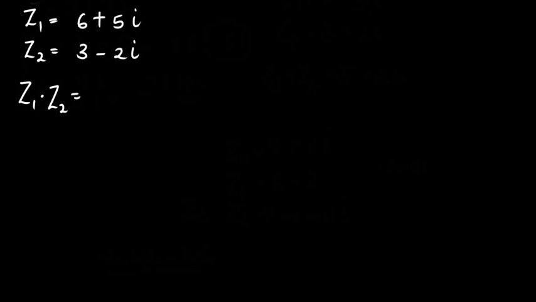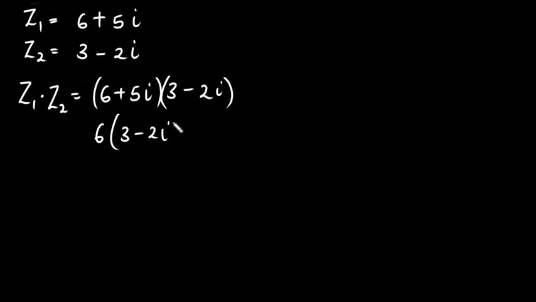Okay, it's simple. You just multiply it just like any other numbers. So let's have 6 plus 5i. We multiply by 3 minus 2i. Okay, so let's expand this. So we're going to have 6 multiplied by 3 minus 2i, and then plus 5i we multiply by 3 minus 2i.